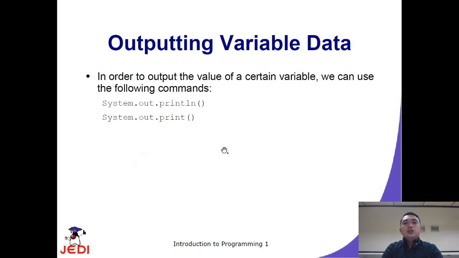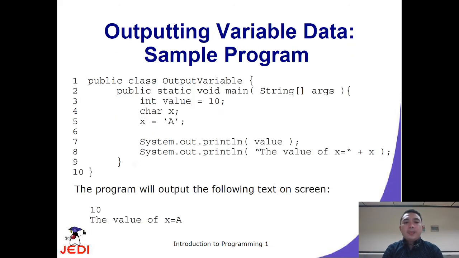Okay, so we'll proceed with how to display variable data. We have two commands or statements: System.out.println and System.out.print. What's the difference? We'll discuss later. This is an example program. We'll probably go to NetBeans after this.